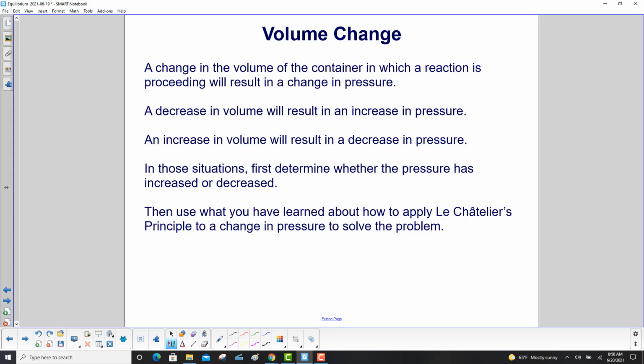Let's look at a volume change now. A change in the volume of the container in which a reaction is proceeding will result in a change in pressure. You have a decrease in volume, you've increased the pressure. Increase in volume, decrease the pressure. In those situations, first determine whether the pressure has increased or decreased. Then use what we just learned about how to apply Le Chatelier's principle to a change in pressure to solve the problem.